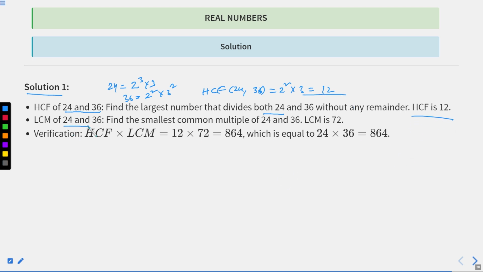And the LCM of 24 and 36 is the smallest common multiple of 24 and 36. So the LCM of 24 comma 36 is the product of the highest powers of the prime factors, that is 2 to the power 3 into 3 square, which is equal to 72. And here you can verify: HCF into LCM is equal to 12 into 72, which is 864, and 24 into 36 is also equal to 864.